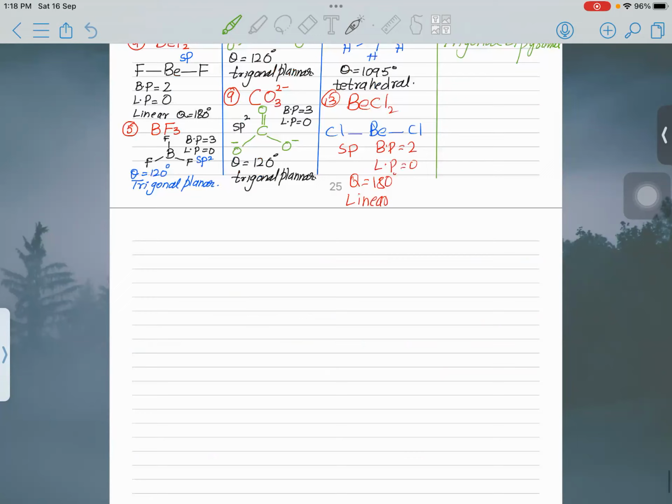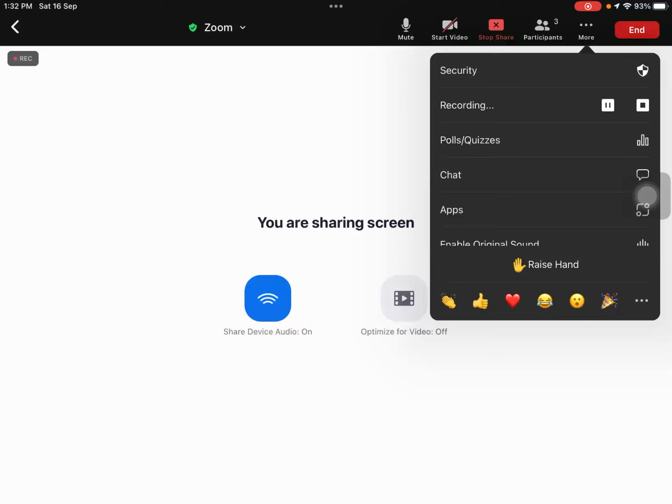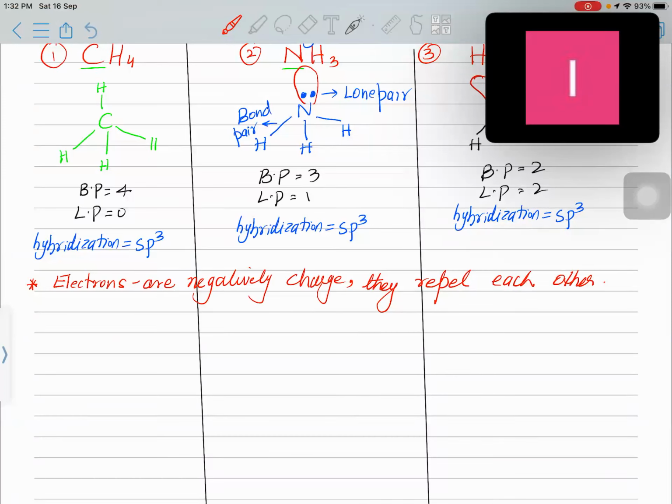Discuss the geometry of the following. Question number 1 is CH4. Thank you. Now, back to the point again.